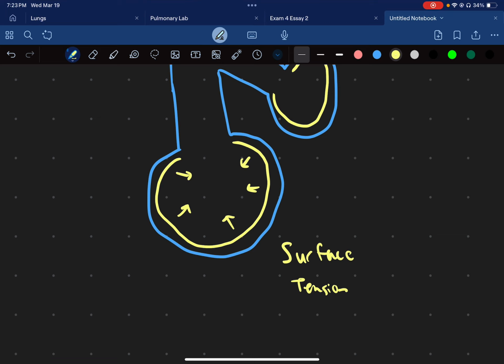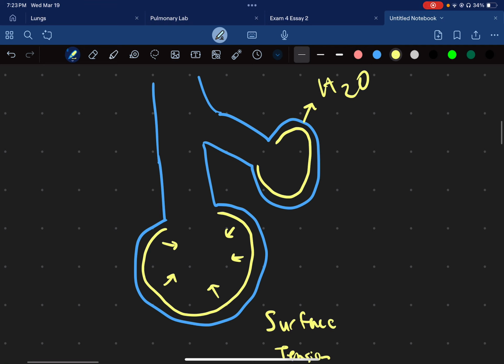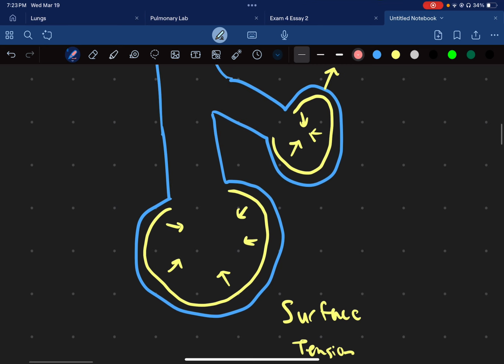there is a problem that comes up with this surface tension because as the radius of the alveolus gets smaller and smaller, the surface tension increases because the water gets closer and closer to itself. So something that the alveoli will release and put inside the water is these things called surfactant.